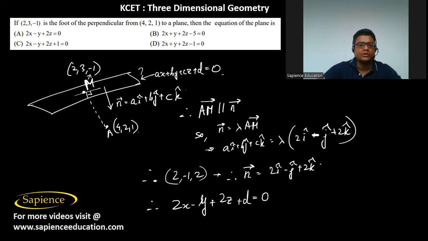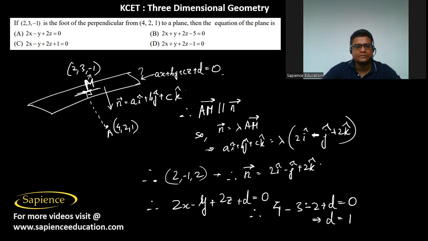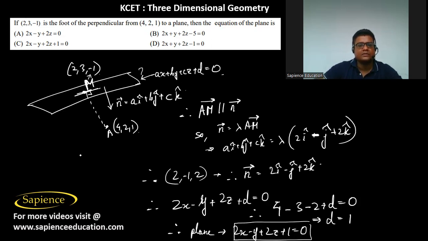Now this point M also should satisfy the equation of this plane since it lies on the plane. Therefore if we put that in, we get 2 into 2, that is 4, minus 3 plus 2 into minus 1, that is minus 2, plus d equals 0. So d will be equal to 5 minus 4, that is 1. Therefore the equation of the plane is 2x minus y plus 2z plus 1 equals 0. So option C is the correct answer.